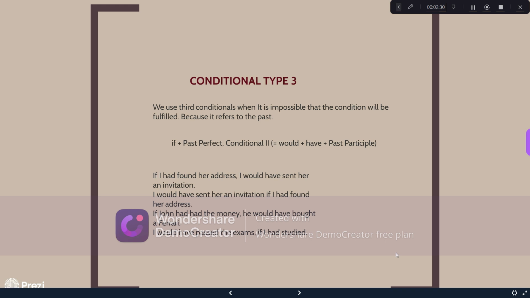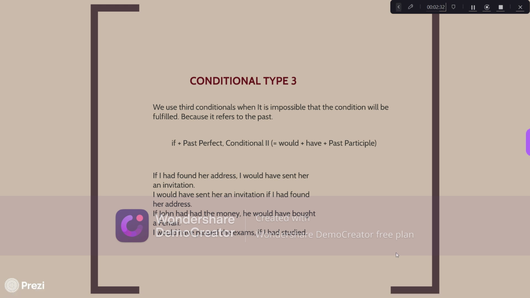Now the most important type here, which is related to our Unit 4 in the 11th grade book, is conditionals type 3. We use the third conditionals when it's impossible that the condition will be fulfilled because it refers to the past. For example, if I had found her address, I would have sent her an invitation. I would have sent her an invitation if I had found her address.